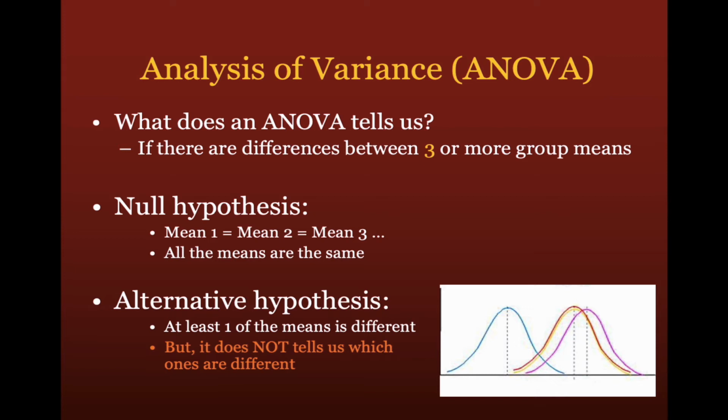Now, an ANOVA is what's called an omnibus test, meaning that it can tell you that one of the groups is different, but it can't specifically tell you which one is different. We have to do additional analyses to be able to figure that out. But the goal of an ANOVA is to tell you, wait a minute, one of these groups is significantly different than the others. It could be all of them are different, but at minimum, one is different.